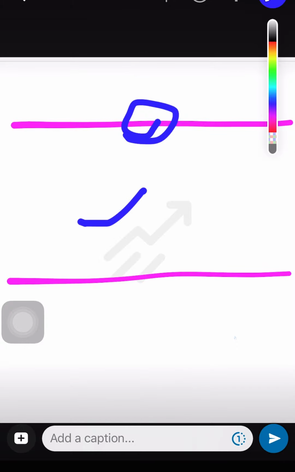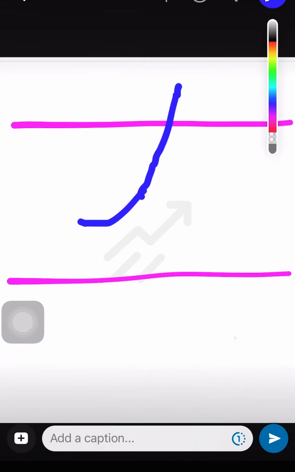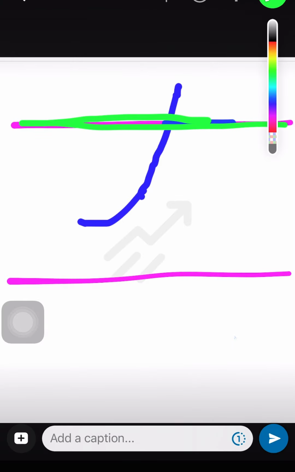So let's say price moves up and breaks your resistance. Right now your resistance has been broken, and the line is below your current market price. You get it? It means this line is no more a resistance, but it is a support. So when a resistance line is broken, it becomes a support.